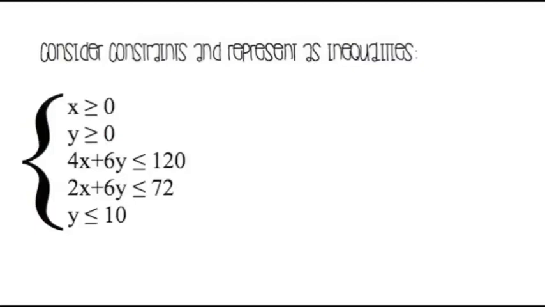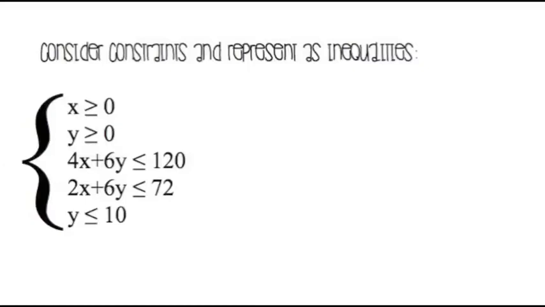You can't have a negative amount of footballs or basketballs, so x and y both have to be greater than or equal to 0. Then you have to consider how long each ball can spend in each machine. So we're going to have 4 hours for each football in machine A and 6 hours for each basketball in machine A. And machine A is only open for 120 hours per week, so the amount of time spent in the machine has to be less than or equal to 120 hours.